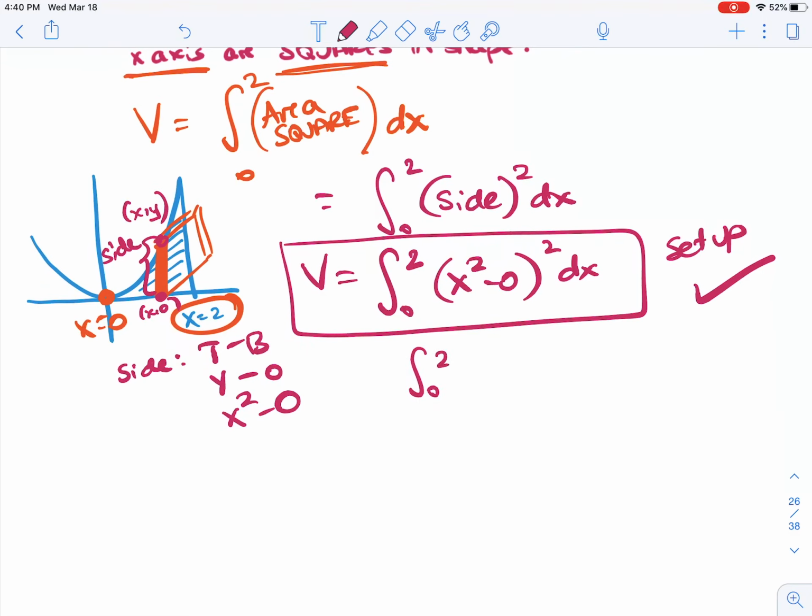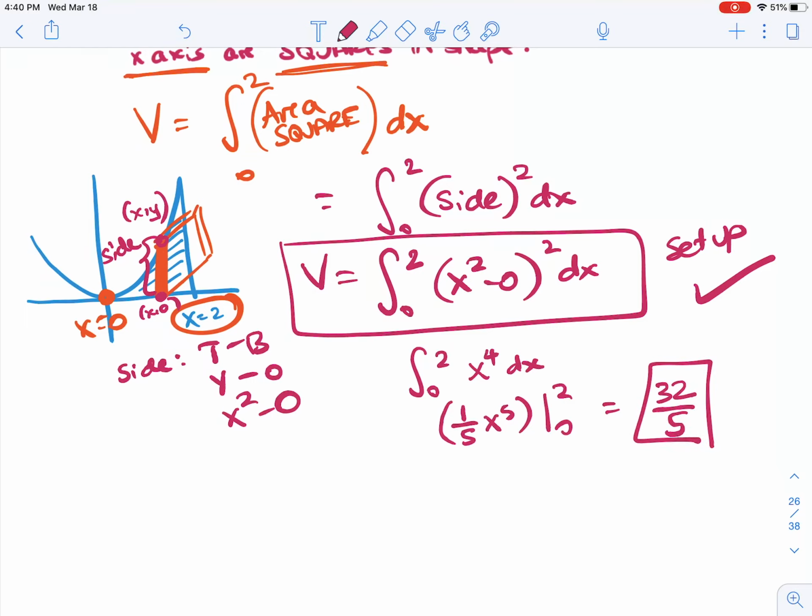If they actually asked you to find the volume, then you would evaluate it. And I'm confident everybody in here can definitely get this cranked out. That would be 1/5 x to the 5th, evaluating at 2 and 0, of course, and that is 32/5.